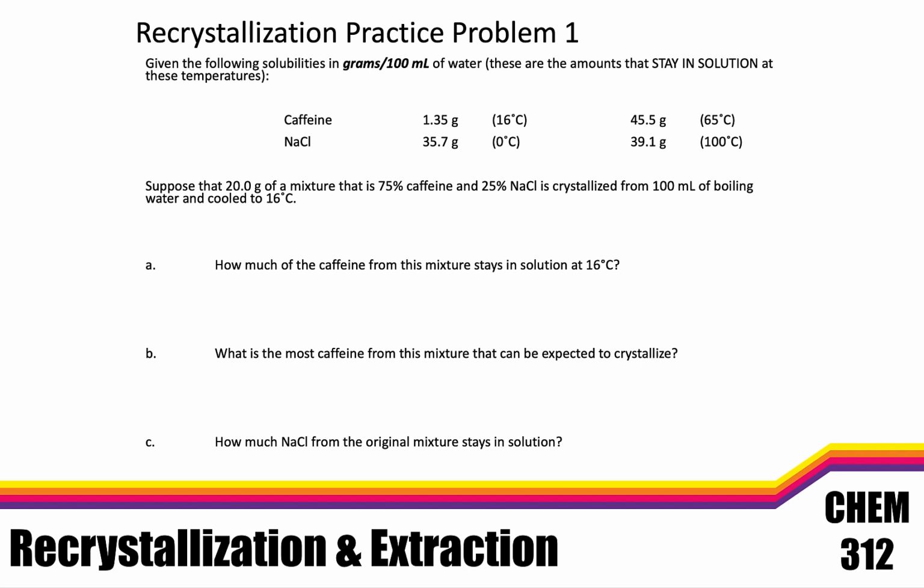We're going to suppose that 20 grams of this mixture is what we have, and it's 75% caffeine and 25% sodium chloride. And so what we first need to figure out is, well, how much caffeine and sodium chloride is in our sample?